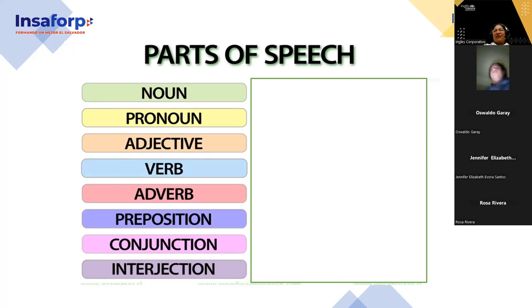Why? Because if we understand what all these parts represent in our speech, it is going to make it a bit easier, or I can say widely easier, than if we don't know anything about them. For example, I have here noun. What is a noun? What is a pronoun? What is an adjective? What is a verb? What is an adverb? What is a preposition? What is a conjunction? And what is an interjection?